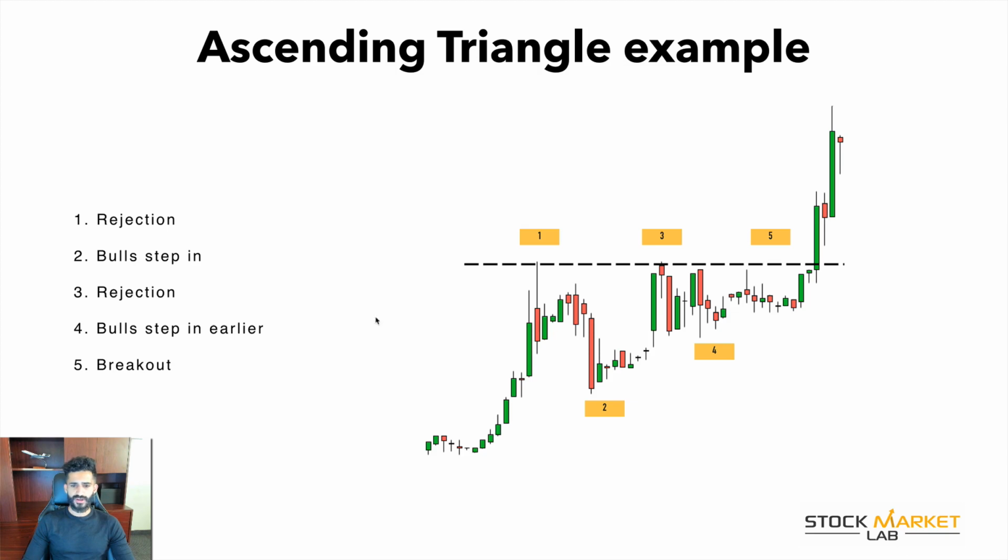Same thing here. The stock goes up, gets rejected. Bears step in. Bulls step in, bring the price up again. The price gets rejected. Bulls step in. If you notice, the bulls stepped in higher, showcasing their interest. The stock consolidates, and then boom, strong breakout.